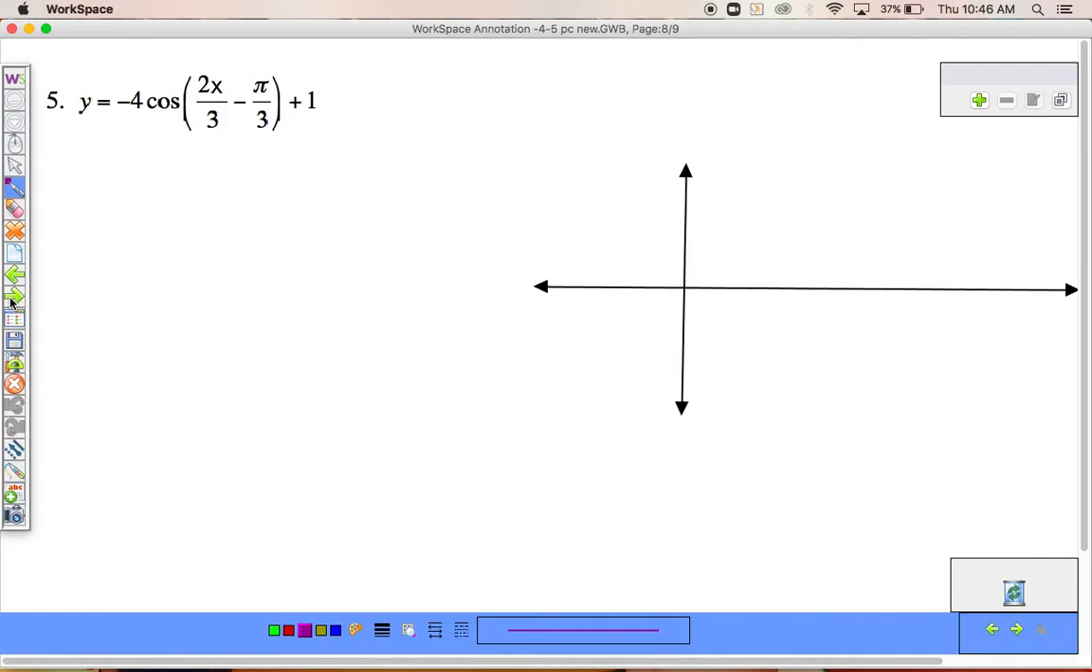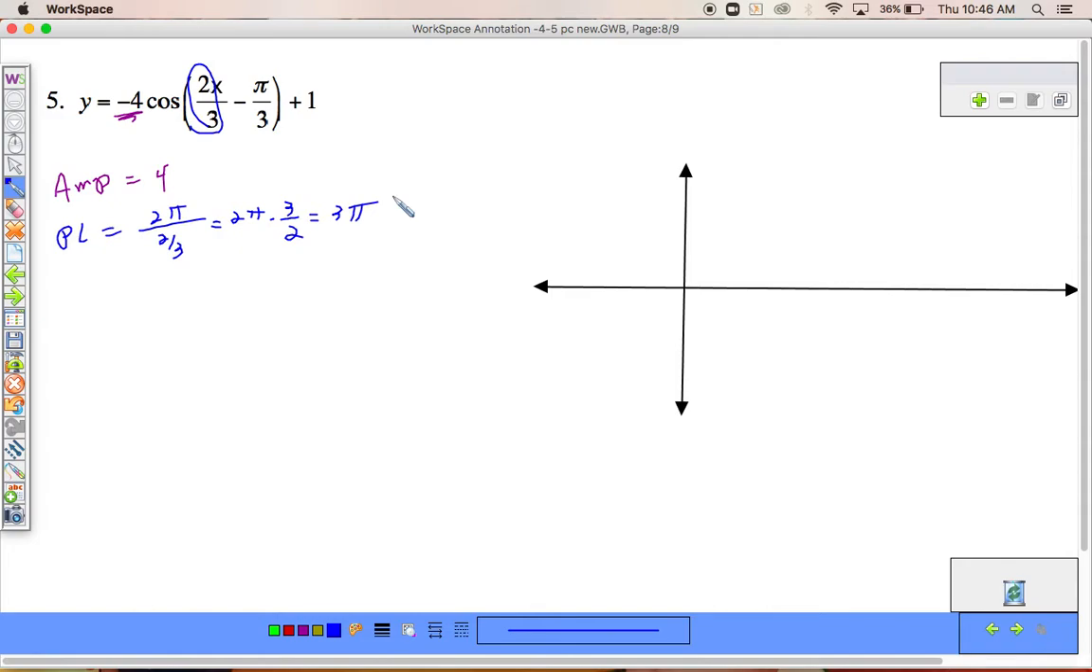Whole bunch of stuff. Negative 4 cosine of 2x over 3 minus pi over 3 plus 1. The amplitude is going to be a positive 4, so I take the absolute value of that negative 4. My period length is going to be 2 pi divided by b, when my b is 2/3. So I multiply by the reciprocal, and my period length is 3 pi.